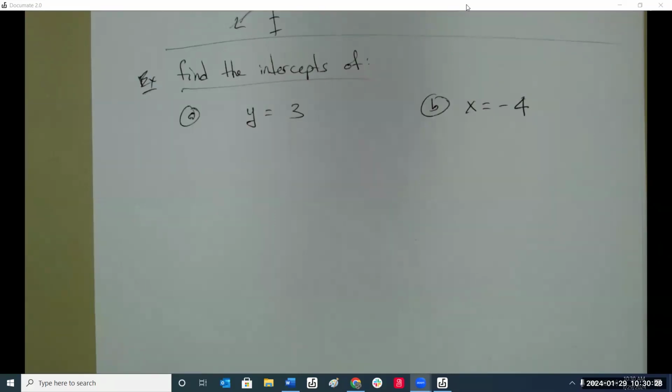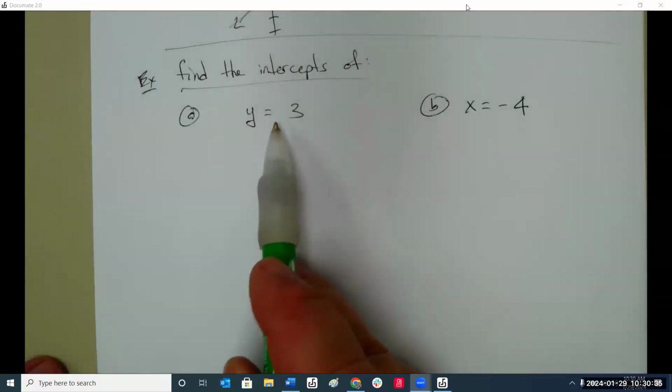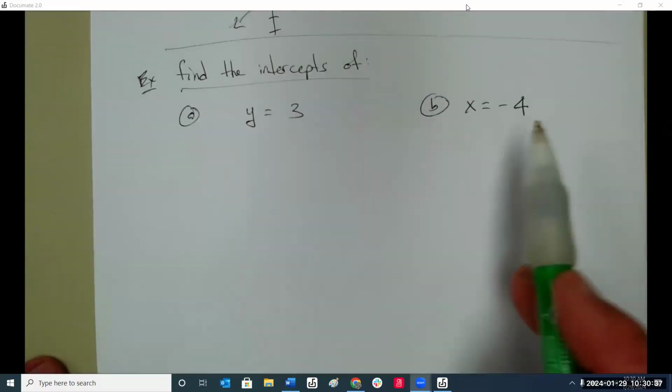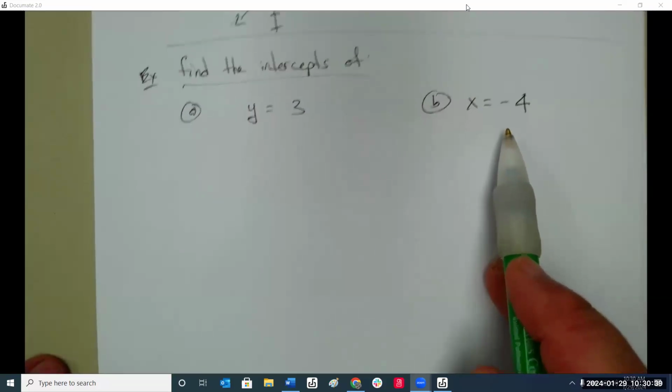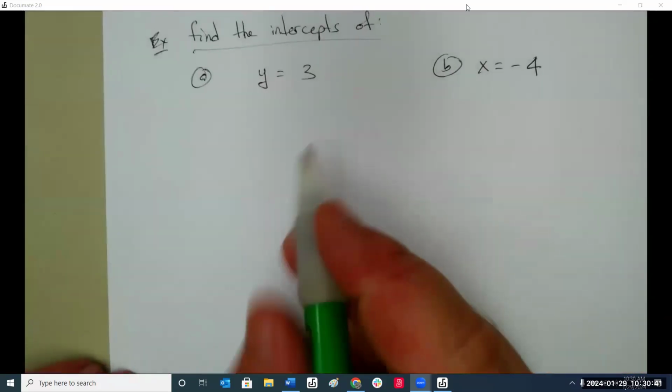Have we ever seen equations like these before? Yes and no. Yes, we have seen some like this. No, we haven't seen others like this yet. So let's look at this. Let's graph the first one.